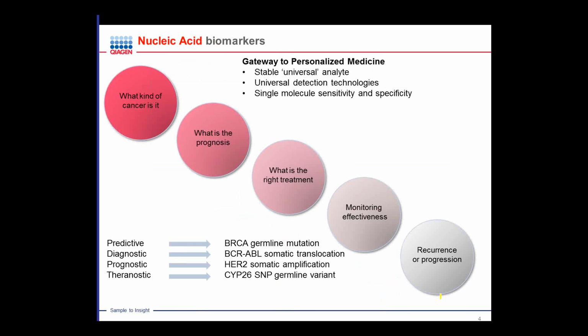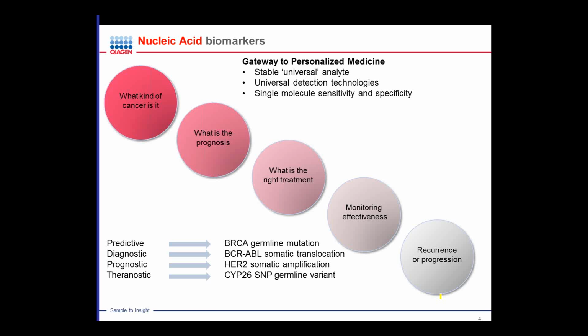So turning specifically towards nucleic acid biomarkers, I view these personally as the gateway to personalized medicine. And the reasoning behind that is that nucleic acid is essentially a stable universal analyte. Sequences are different. The chemistry of DNA and RNA is slightly different, and we'll go into some of that later. But in general, nucleic acid is nucleic acid, which means we can apply universal detection technologies rather than, for example, developing different antibodies and different ELISAs for different molecules. We have a sort of a stable universal platform by which we can measure these analytes.